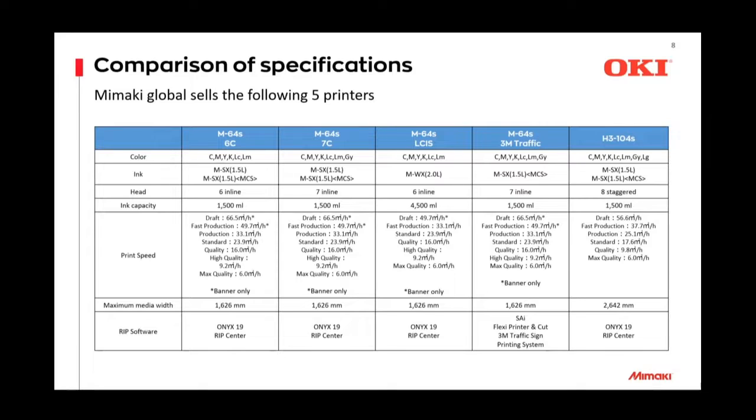Locally in Australia, we're limiting that offering to the highlighted stars that you see on the screen right now. So we're focusing on the M-64S 7-colour, the traffic solution from 3M, and obviously the 2.6 metre wide H3-104S. Now, that's Mimaki Australia's portfolio. Mimaki India might have the full gamut of options to sell, but that's something that you have to check independently.